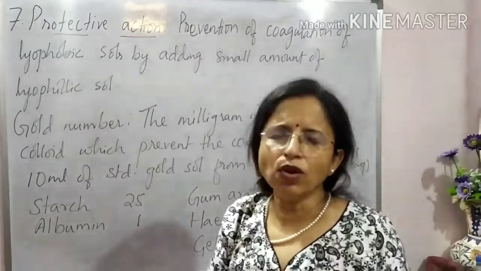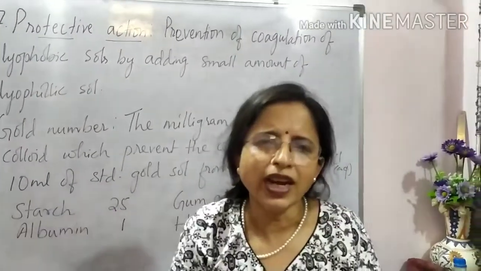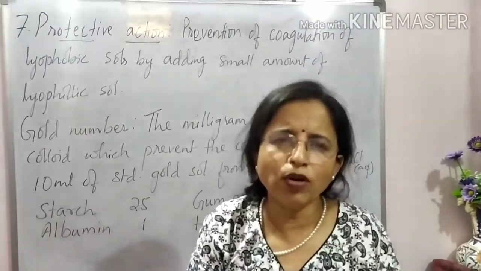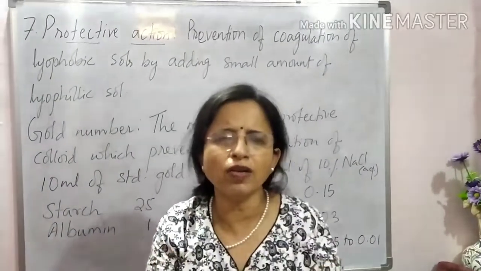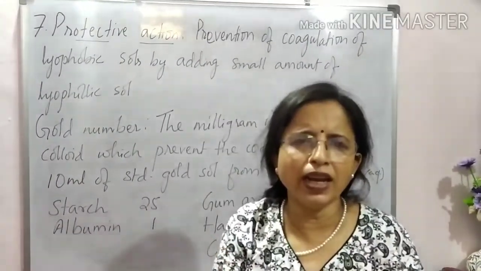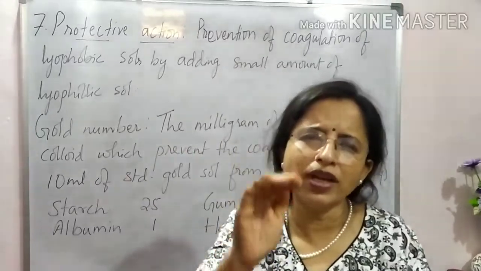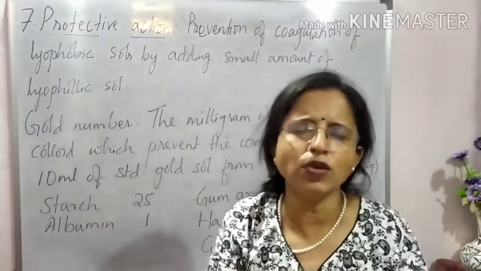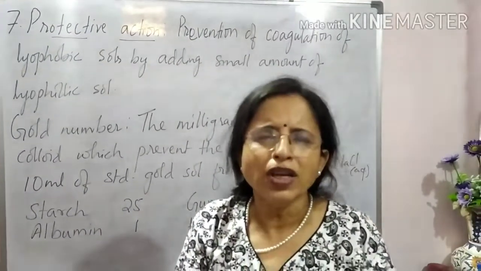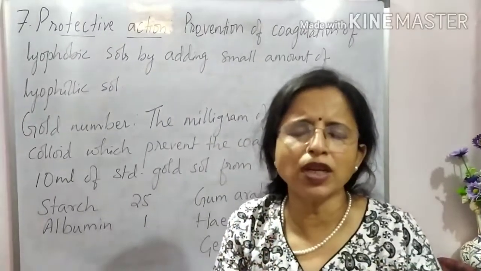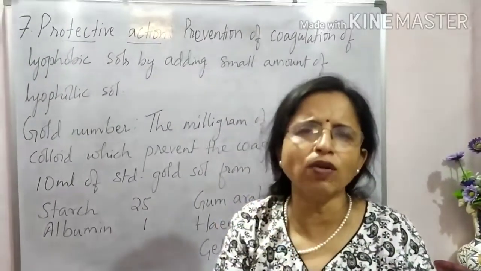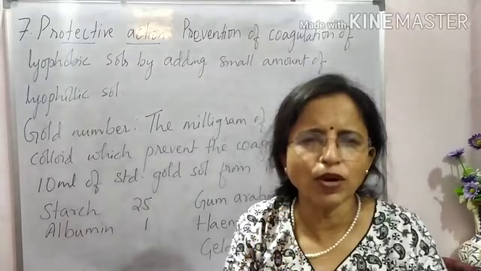As you know, lyophobic colloids are unstable. Lyophobic colloids बहुत unstable होता है. उसमें अगर थोड़ा बहुत इलेक्ट्रोलाइट गिर गया, हीट करेंगे, तो what it is going to do? It is going to coagulate or precipitate. So some electrolyte or some chemical can be chosen to prevent this coagulation, and this is called protective action.